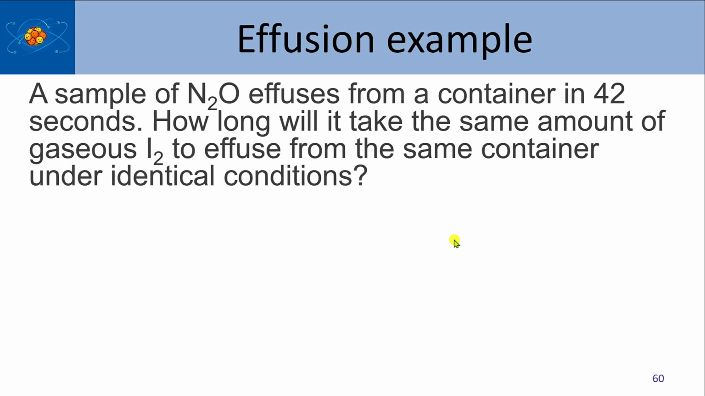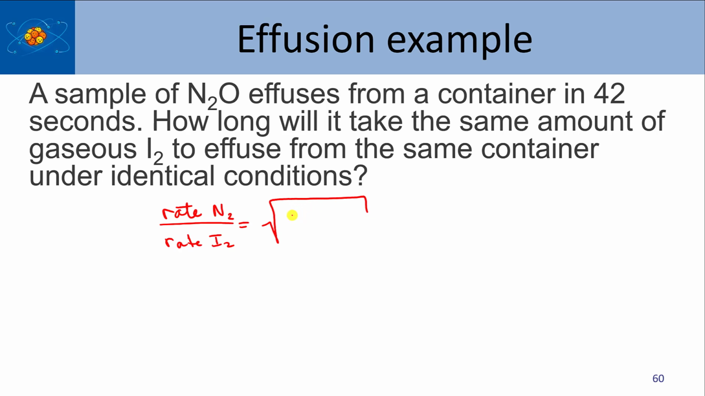Here's one example of a calculation that you can do. It says a sample of N2O effuses from a container in 42 seconds. How long will it take the same amount of gaseous iodine to effuse from the same container under identical conditions? Basically what we need to do is know what the relative rates are, and we want to know the rate of N2O relative to the rate of I2. So that's going to be using Graham's law of effusion, which is what that equation was that I showed you. It's going to be related to the inverse of their molar masses.